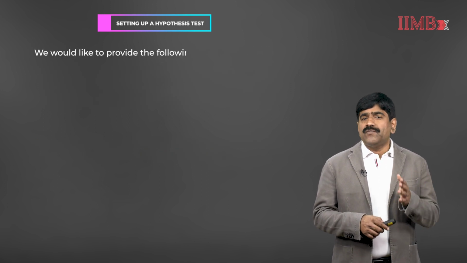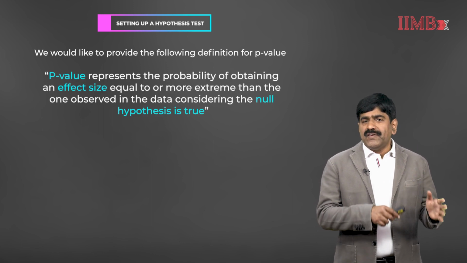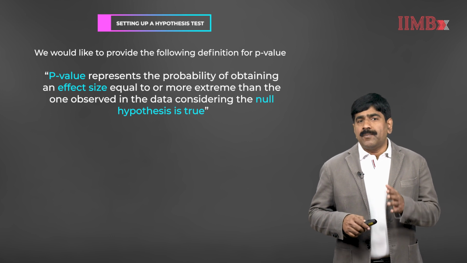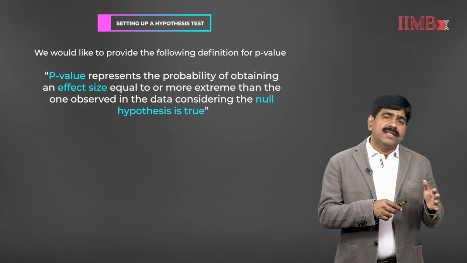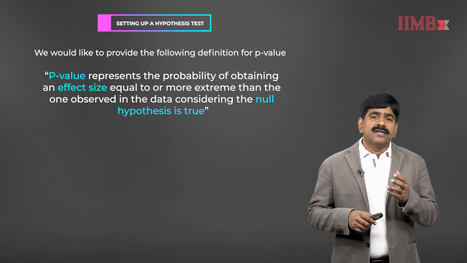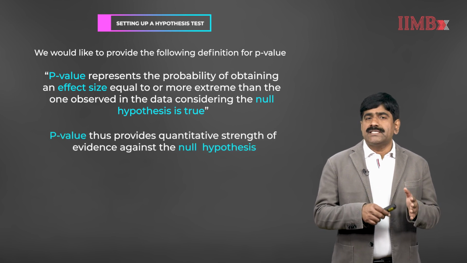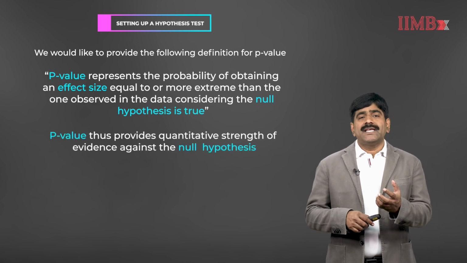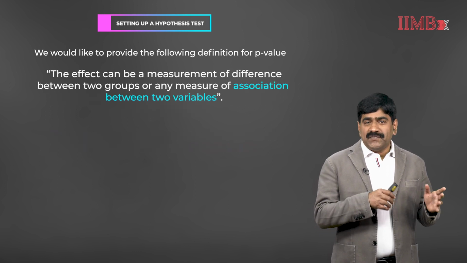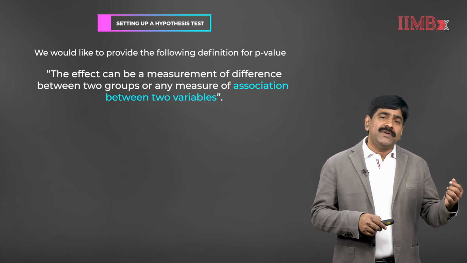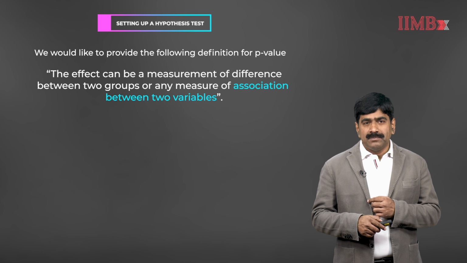We would like to provide the following definition for p-value. According to Fisher, p-value represents the probability of obtaining an effect size equal to or more extreme than the one observed in the data considering the null hypothesis is true. P-value thus provides quantitative strength of evidence against the null hypothesis. According to Biau, the effect can be a measurement of difference between two groups or any measure of association between two variables.